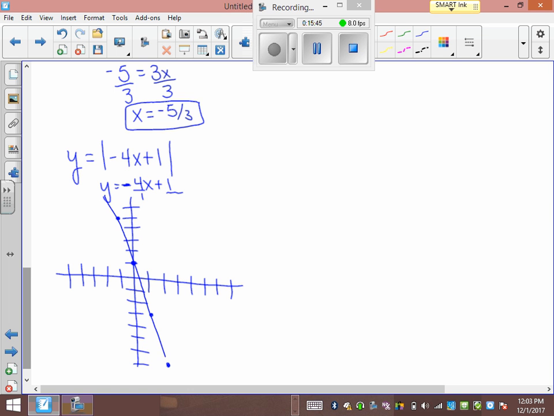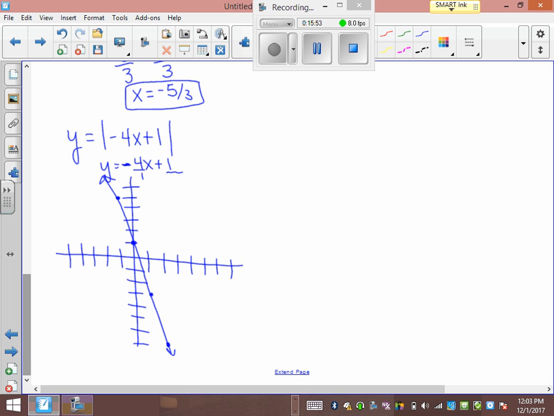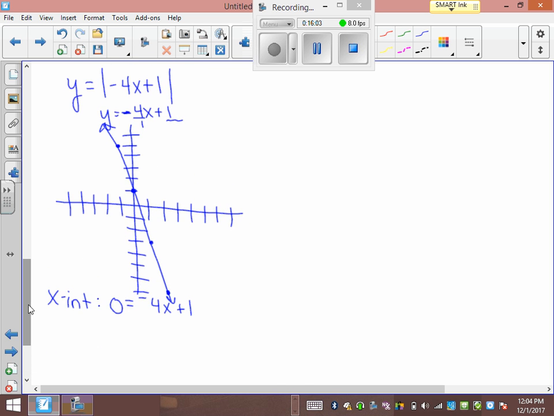This is really messy. Okay, now, once again, it's not an accurate x-intercept, so I have to find the x-intercept. How do I find the x-intercept? I just put 0 in for y. So 0 equals negative 4x plus 1. Subtract my 1. Negative 1 equals negative 4x, sorry. Divide by negative 4. And x equals a quarter. So my x-intercept is at a quarter and 0.